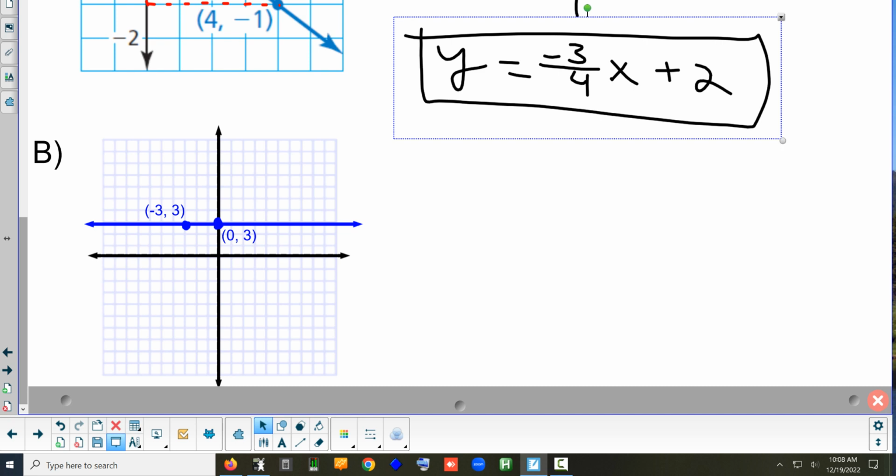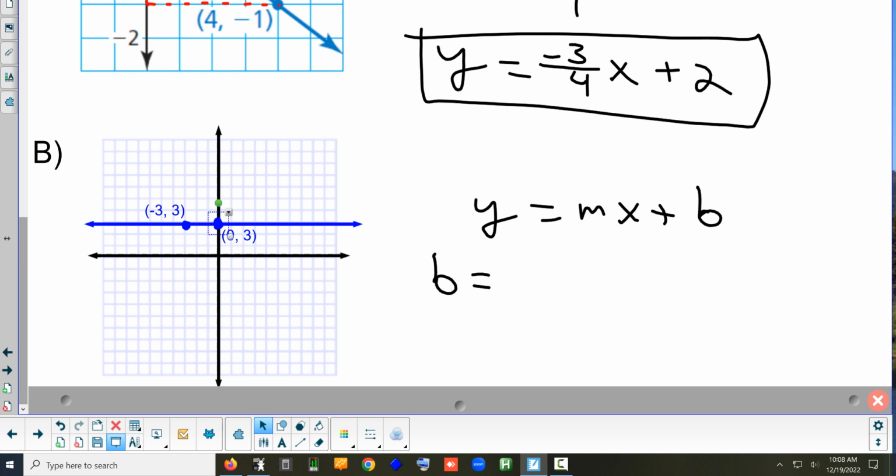All right, how about Sean? Can you remind me what's the formula we use? Yep, y equals mx plus b. And I usually start by finding b. So Alyssa, where does this one cross the y-axis? Crosses at 3. It's that dot right there. So we've got that.